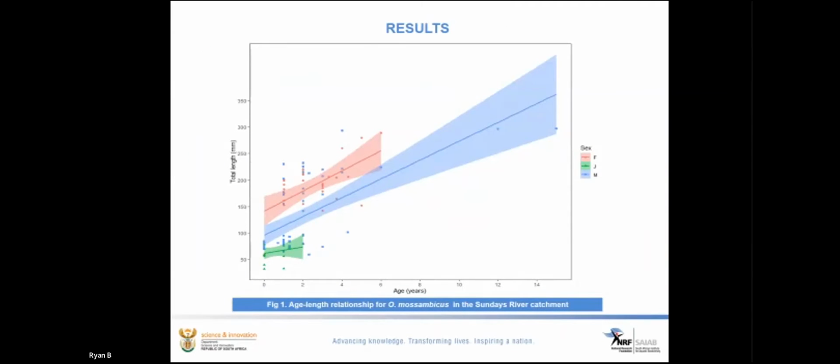And then for our results, firstly, we found that the oldest female was 6 years of age with a total length of 288 millimeters, and the males ranged between 1 to 6 years of age, with an exception of 2 specimens, of which one was 12 and the other was 15. The largest male was 297 millimeters. The juveniles were either 1 or 0 in age, ranging between 32 millimeters to 83 millimeters in total length.